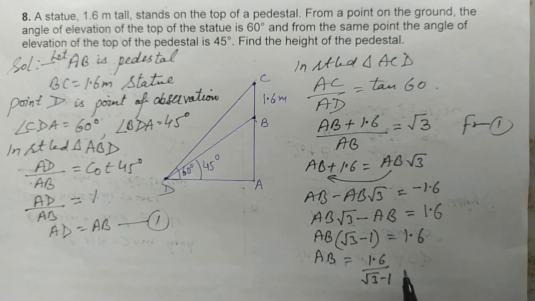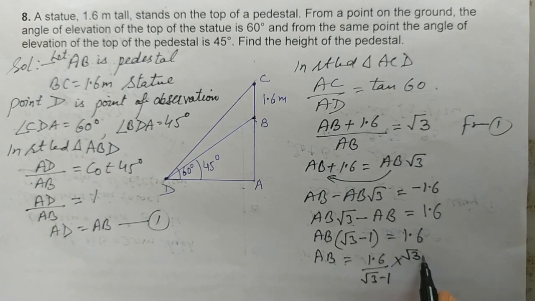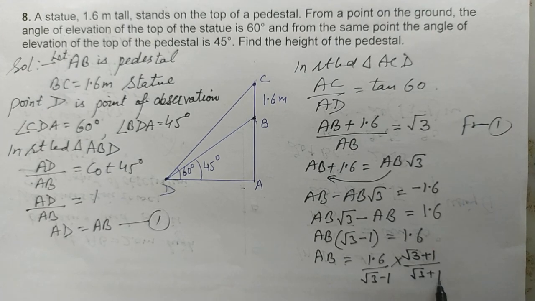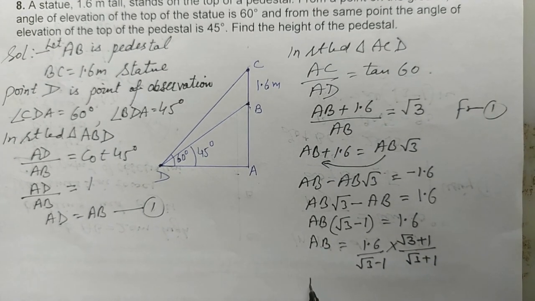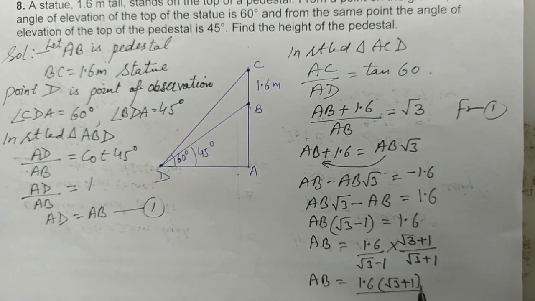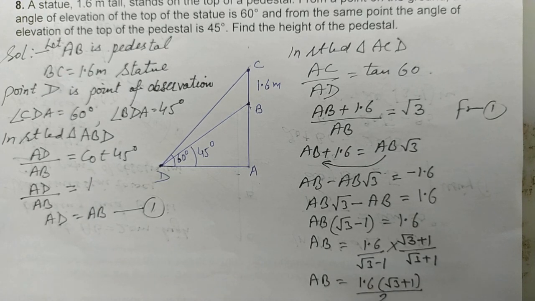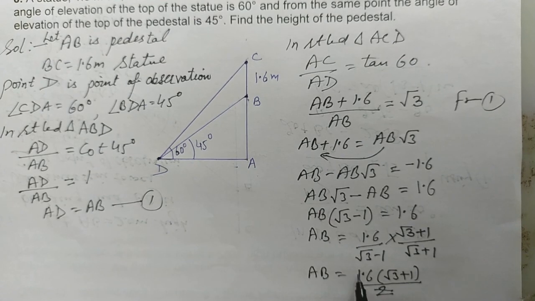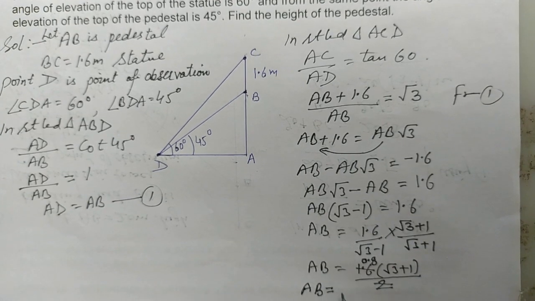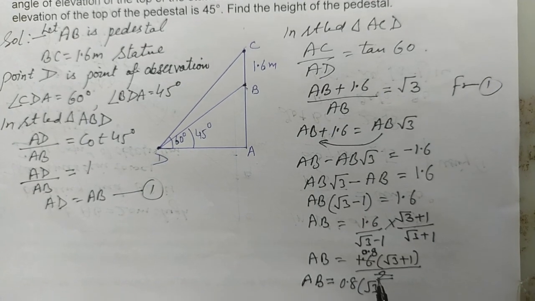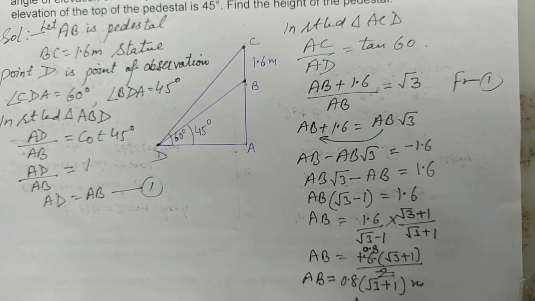So you can do rationalization also here. So up and down we multiply by root 3 plus 1. So let's see what will be there. So AB is equal to 1.6 into root 3 plus 1, and in the denominator we have the formula a plus b into a minus b, that is a square minus b square. So root 3 square is 3 and minus 1 square is 1, so 3 minus 1 is 2. Directly I have written 2 here. So 2 ones are 2, 0.8s are. So now the length of this AB, the height of this pedestal, is 0.8 into root 3 plus 1 meters. So this is the height of the pedestal.